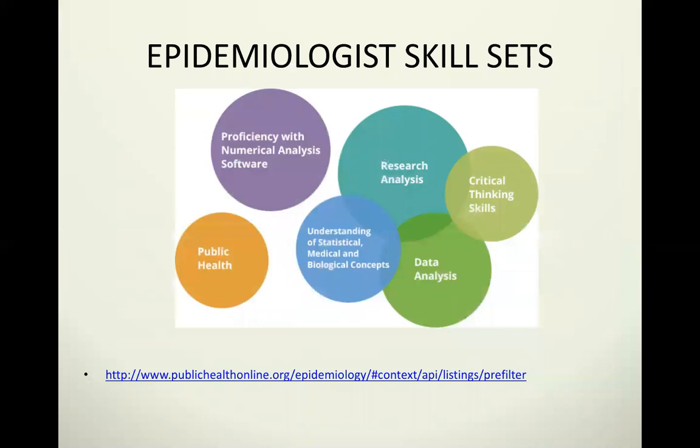So one of the things an epidemiologist needs is they need to be very good at statistics. They're very much into research and analysis. They have high thinking skills. They should be knowledgeable of medical and biological concepts, so they should have a really good, solid background in medical concepts. And then, of course, they need to understand public health and how the public health model works, who to call, when to call, things like that.